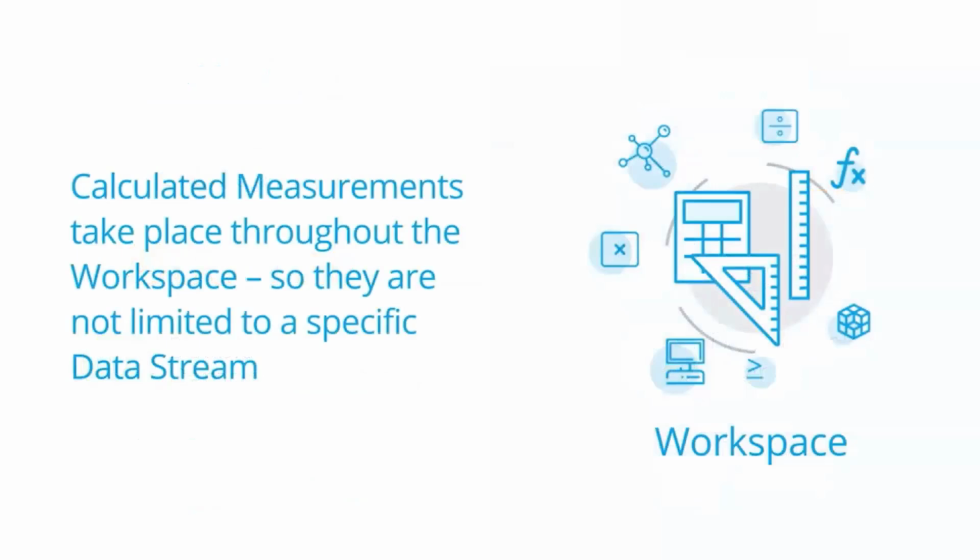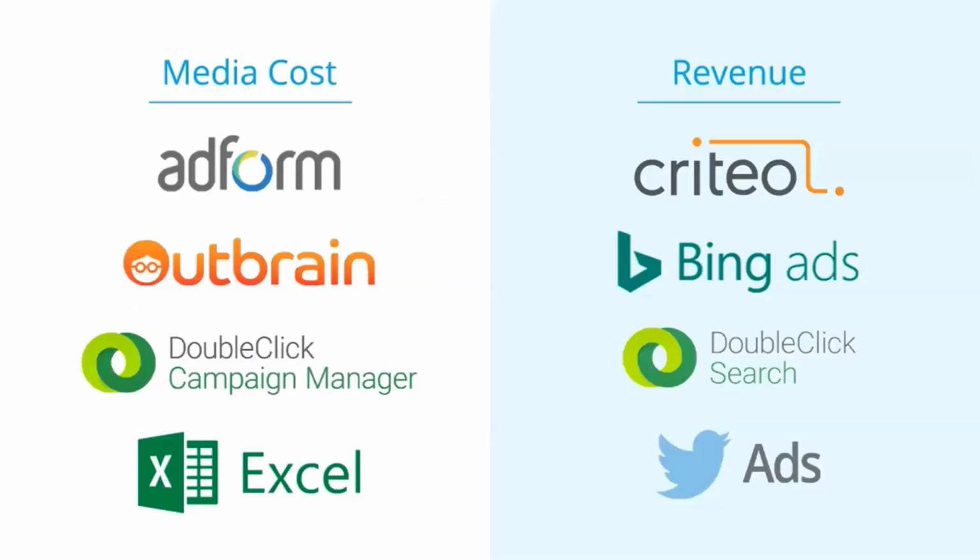So what happens is we need a calculated measurement, because the data streams for media costs are Adform, Ubrain, DoubleClick Campaign Manager, and the data streams for revenue are Criteo, Bing Ads and DoubleClick Search, so we don't have literally any connection between the both. So, thanks to calculated measurements, which are workspace level calculations, we can do the ROS computation.